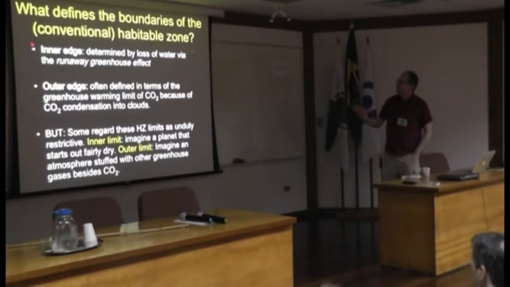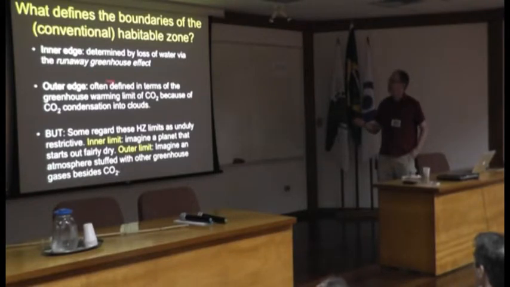But where Michael Hart was right is that it's still agreed that the inner edge is determined by loss of water from the runaway greenhouse effect as being a good boundary. So if you have a planet which has enough liquid water, has an ocean, if you put it too close to its star, then theory says that it should undergo this runaway greenhouse effect that I talked about earlier.